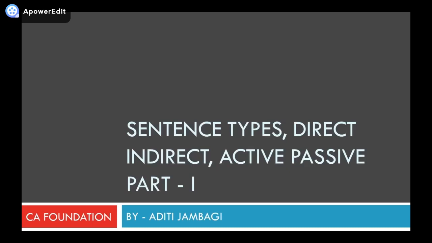Now the thing is, according to the syllabus or the weightage of marks that the CA Foundation exam carries, second and third chapter together carry around 20 to 30% of marks. So it is a very important chapter. This chapter mainly focuses on grammar.